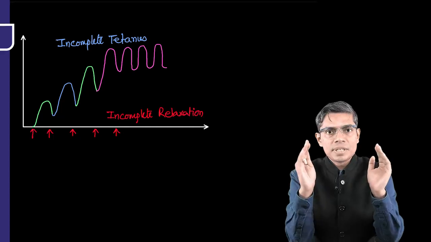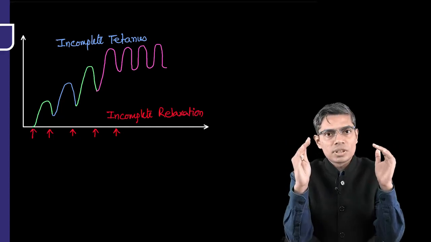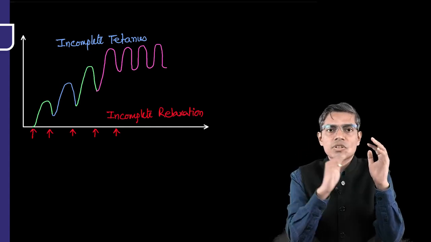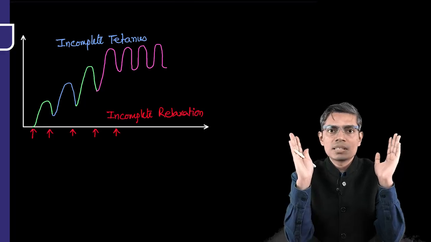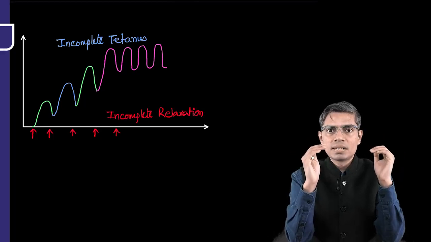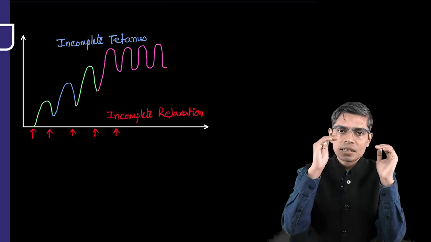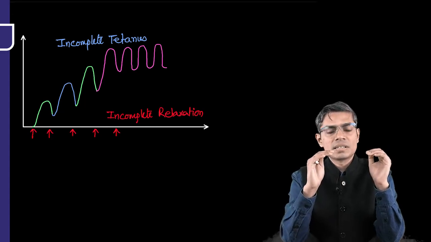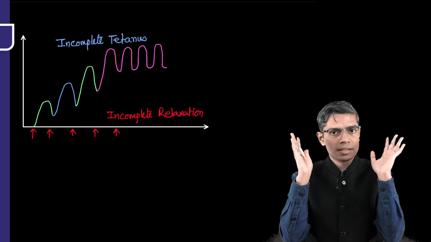So in both staircase (Treppe) and incomplete tetanus, there is a gradual rise in height, and the maximum height of contraction possible is 4 times that of the simple muscle twitch. But the difference is that in staircase every contraction reaches the baseline, meaning full relaxation, but in incomplete tetanus there is incomplete relaxation.